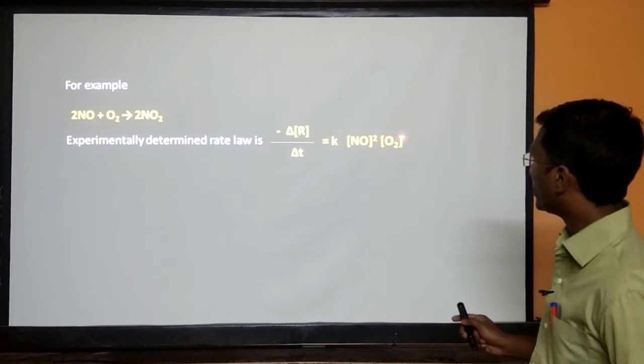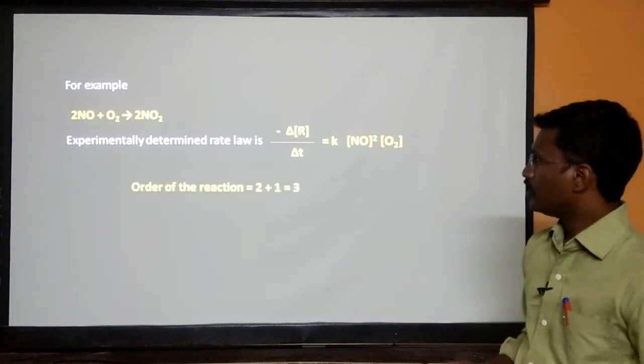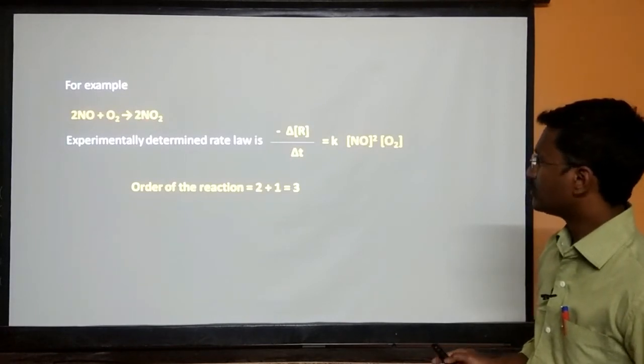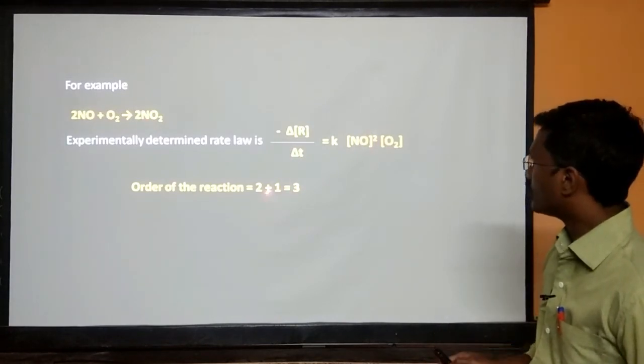Here the power is 2 and here the power is 1. Therefore, the order of the reaction, or the rate of the reaction, is 3, because the power is 2 plus 1.